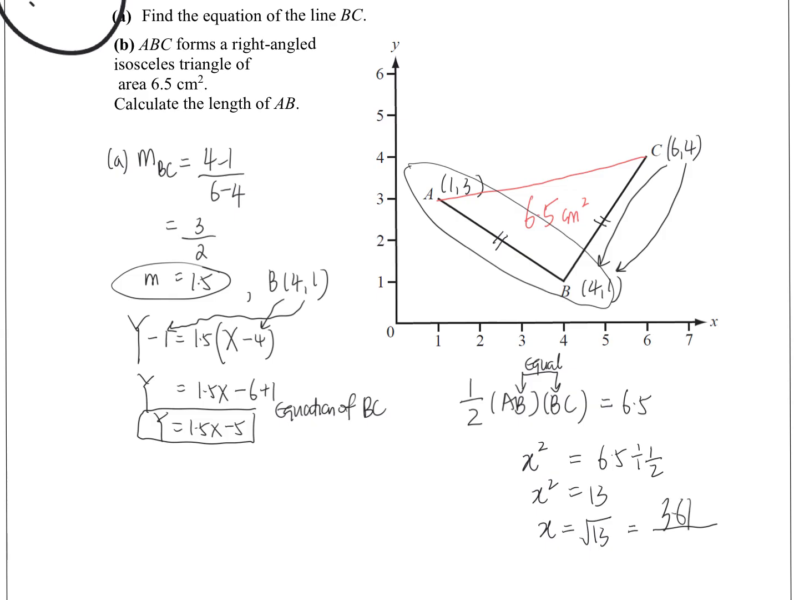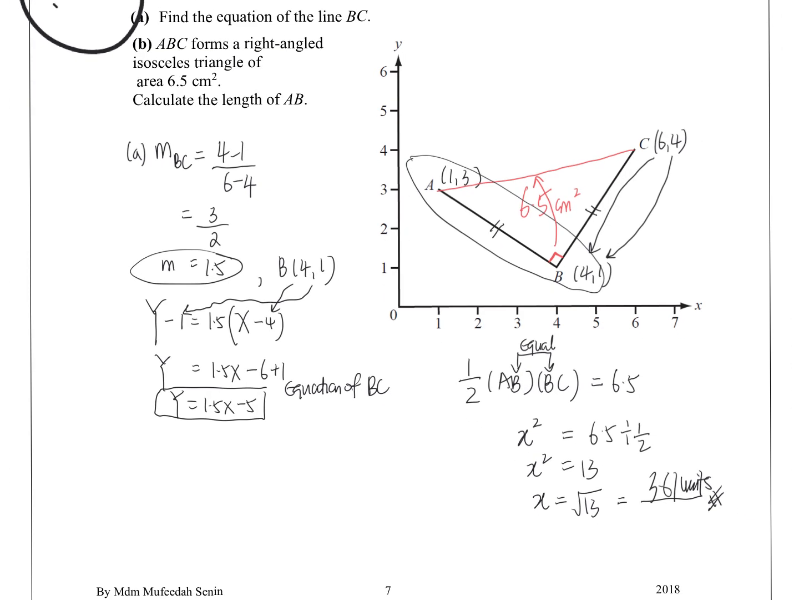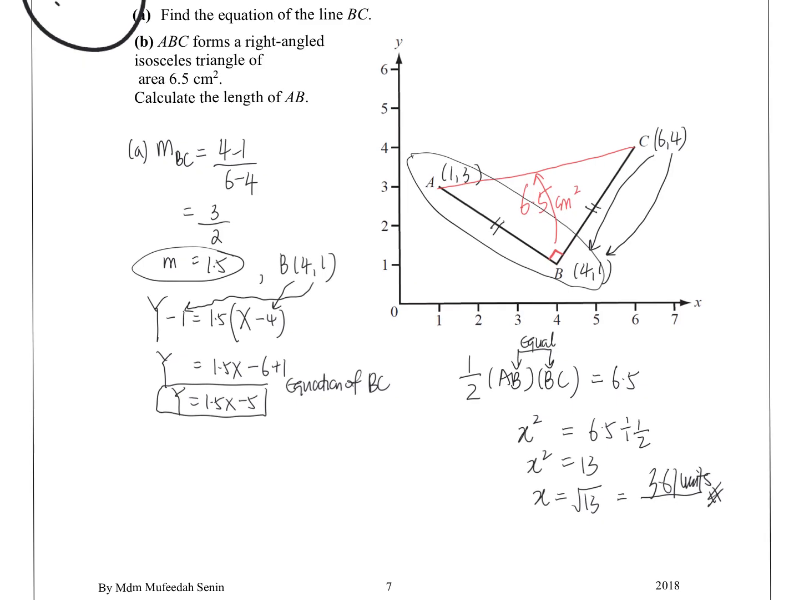Okay, 3.61 units. Yeah. Because the longest length is always usually opposite the 90 degree. So this is the right angle, because the other two cannot be the 90 degree. So the longest length here means the other two are the equal length.